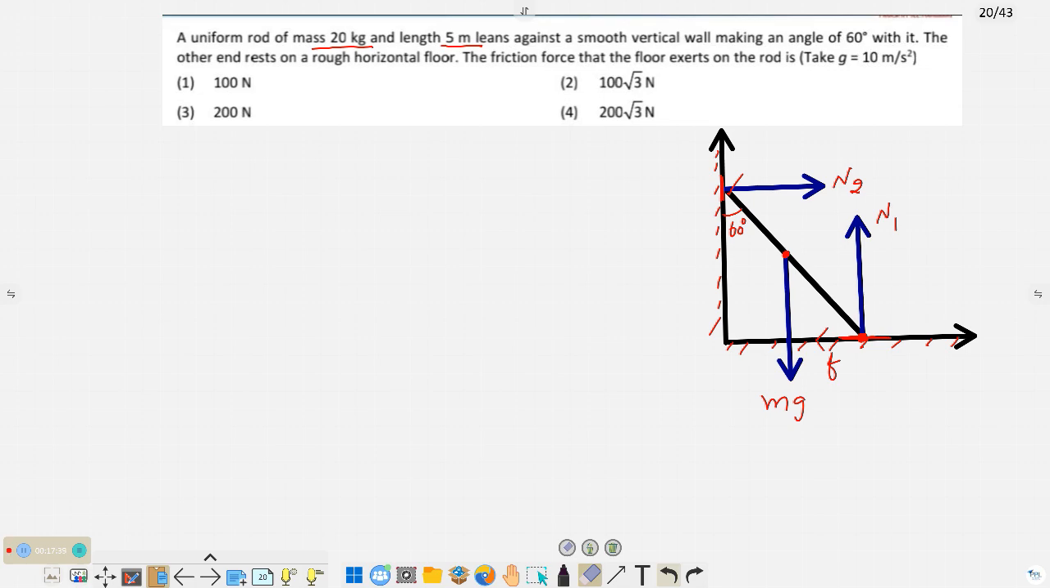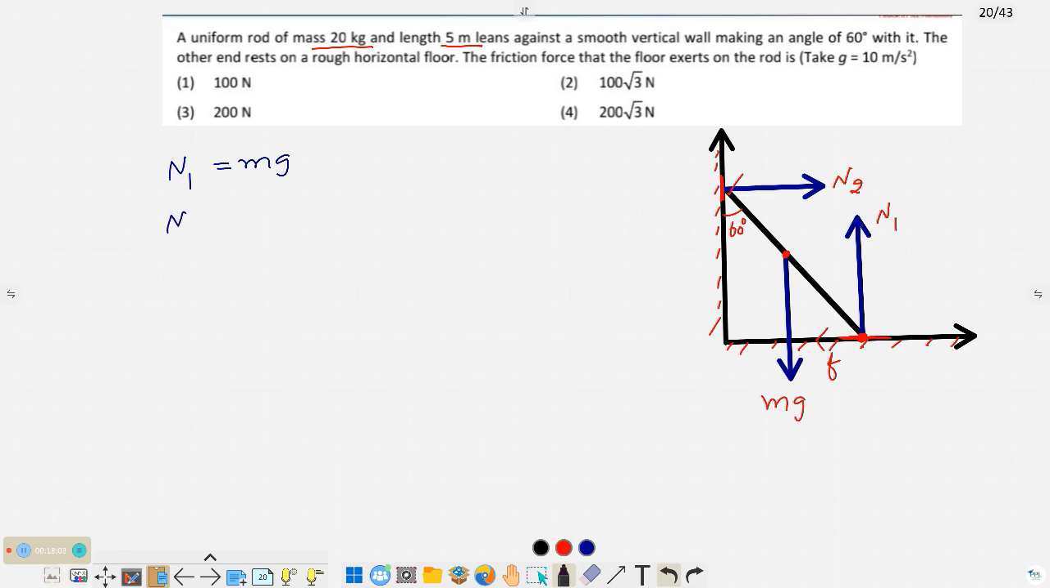First, apply the translatory equilibrium. According to translatory equilibrium, vertical forces are balanced by vertical forces, and horizontal forces by horizontal forces. If you see the diagram, N1 is one of the vertical forces, acting in the upward direction, that is balanced by mg. If it is not balanced, what happens? The rod has to go inside or upwards. It is not doing like that. It rests on the surface, they said. So N1 is equal to mg.